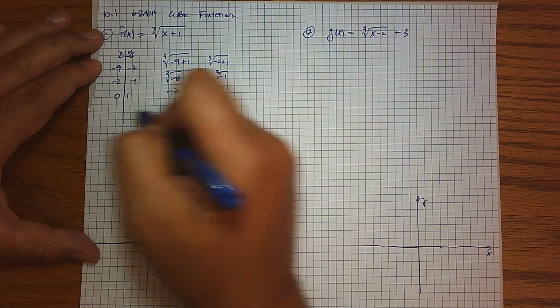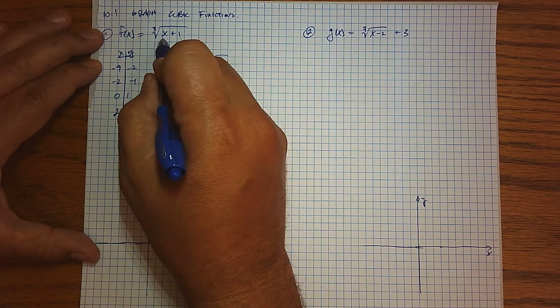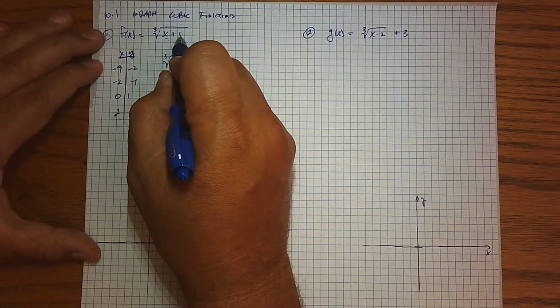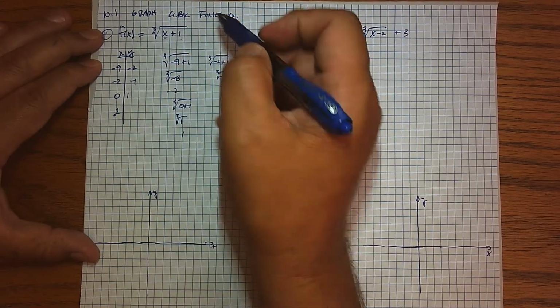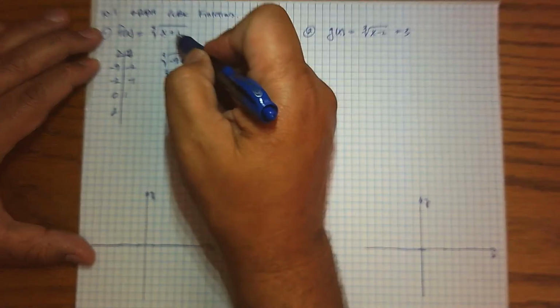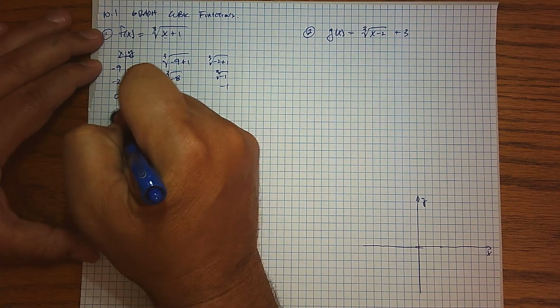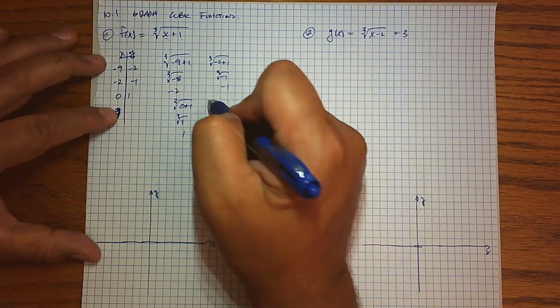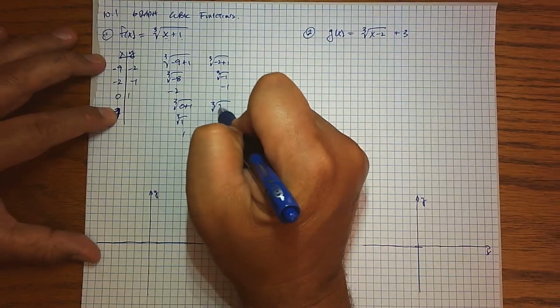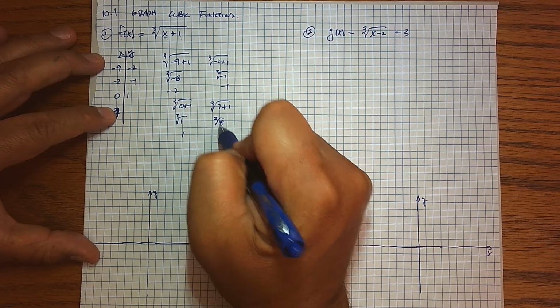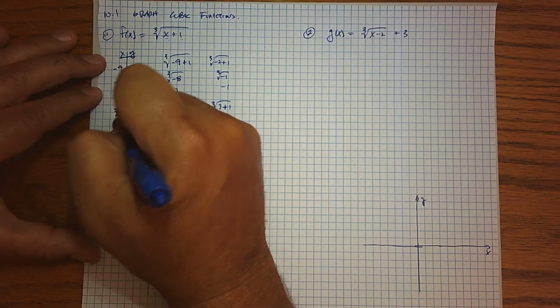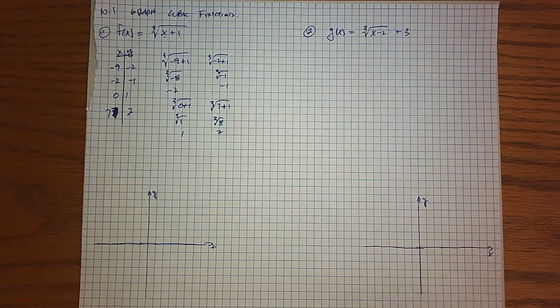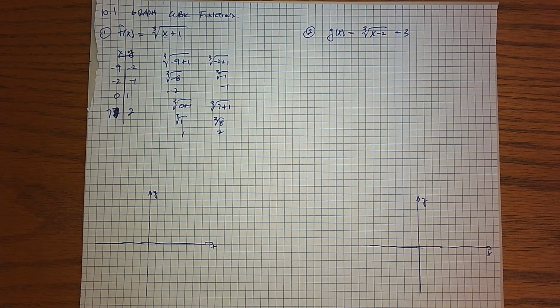Next value, we want a 1, we got that. How about an 8? How about a 7? So if I throw in a 7, the cube root of 7 plus 1 would be the cube root of 8, which is 2. So I got lots of data points. So let's go plot this and get a feel for what it looks like.